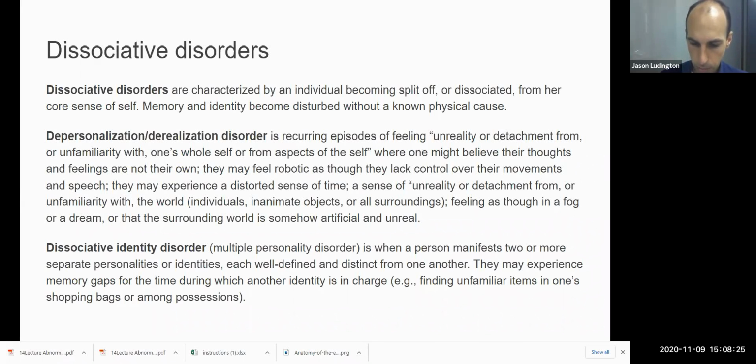Some with dissociative disorders experience a dissociative fugue, which means flee in French, where they suddenly wander away from their home and they experience confusion about their identity, and sometimes they adopt a new identity.